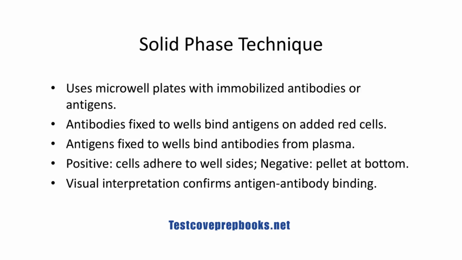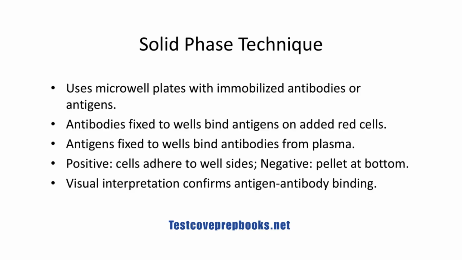Solid phase technique. This technique utilizes a microwell plate as the testing platform. In this method, either an antibody or an antigen is immobilized on the surface of the microwell. In the first variation, antibodies are fixed to the sides of the microwell plate. When red blood cells that express the corresponding antigen are added, the antigens bind to the antibodies lining the well. In the second variation, antigens are adhered to the microwell surface. Then, plasma containing the specific antibody is introduced. The antibody binds to the antigen on the plate.